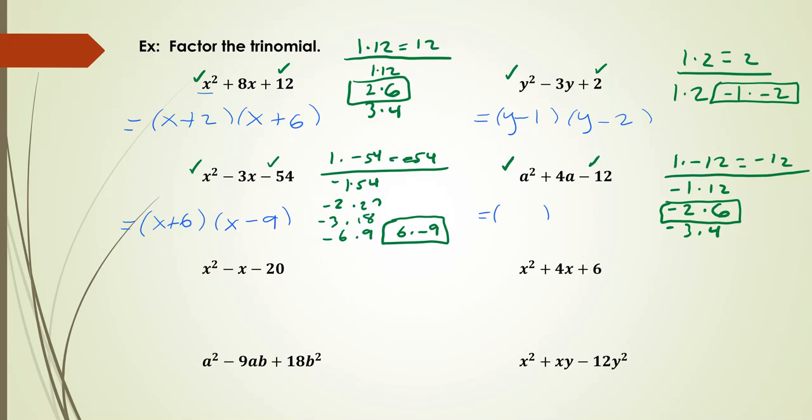So I'm going to set up 2 binomials. For a squared, I'm going to use a and a. And then I have a -2, and then a +6. So these would be the factors of a squared plus 4a minus 12.